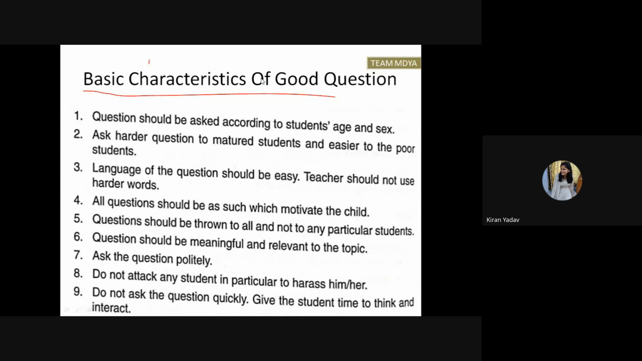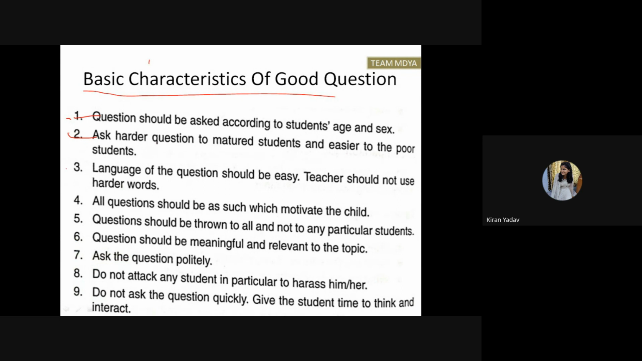Okay. Thank you. Then next, basic characteristics of a good question. Point one, questions should be asked according to students' age and sex. We should keep this in mind while asking questions. Second, ask harder questions to the mature students and easier ones to the poor students. So we should ask questions according to students' capability.